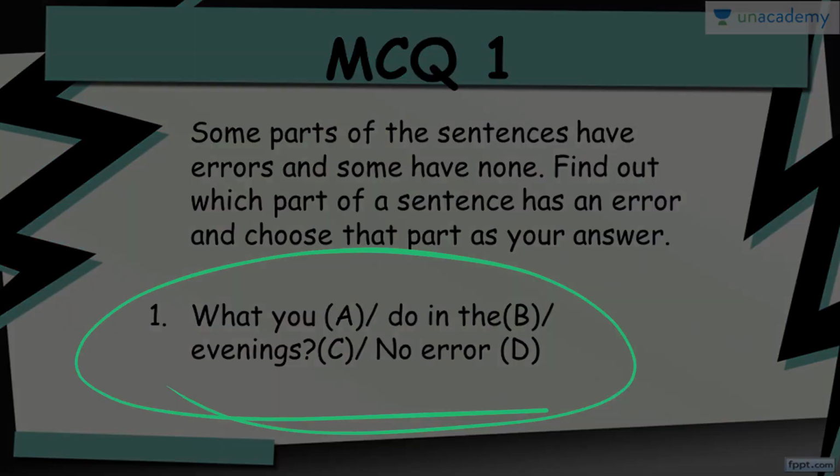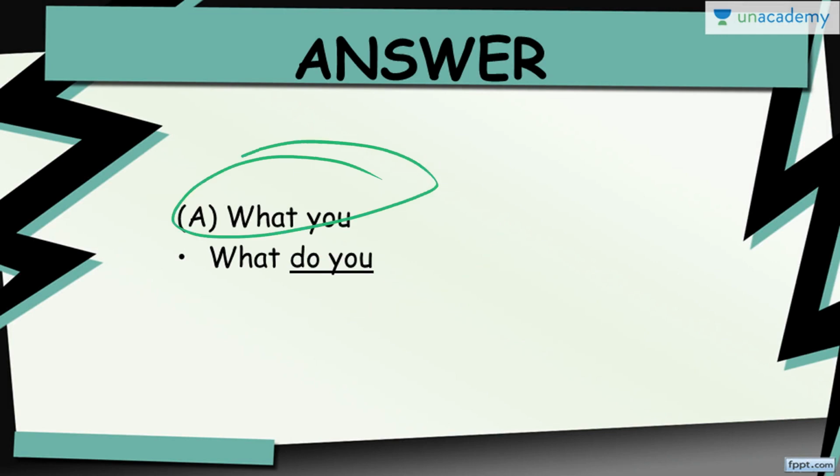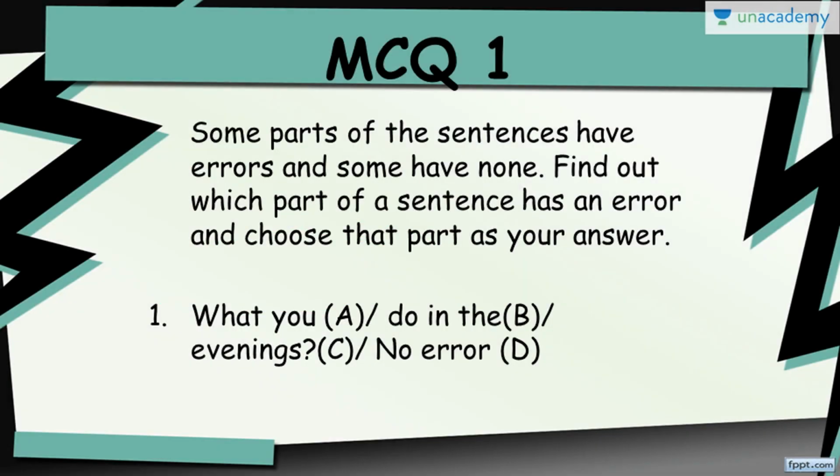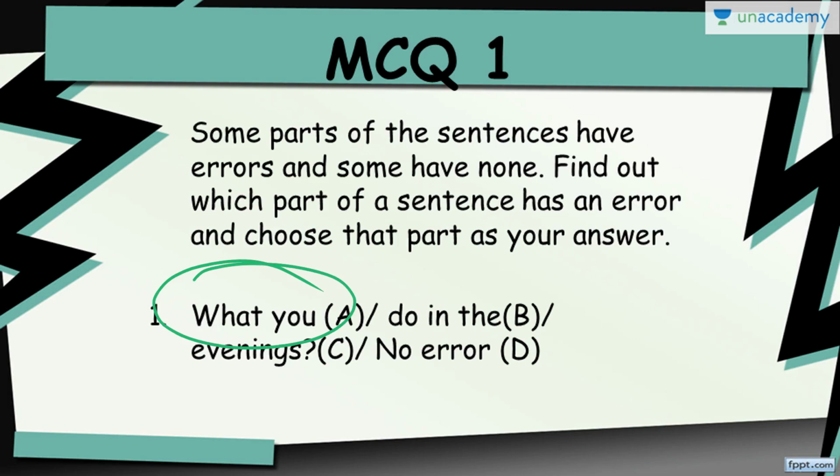The answer to this question is what you, because instead of what you, it should be what do you. So we can say it again this way: What do you do in the evenings? What you do in the evenings, here we do not have a verb. We do not have a verb to complete the sentence. The sentence का कोई verb ही नहीं है, कोई काम ही नहीं हो रहा है. So there is no completion.